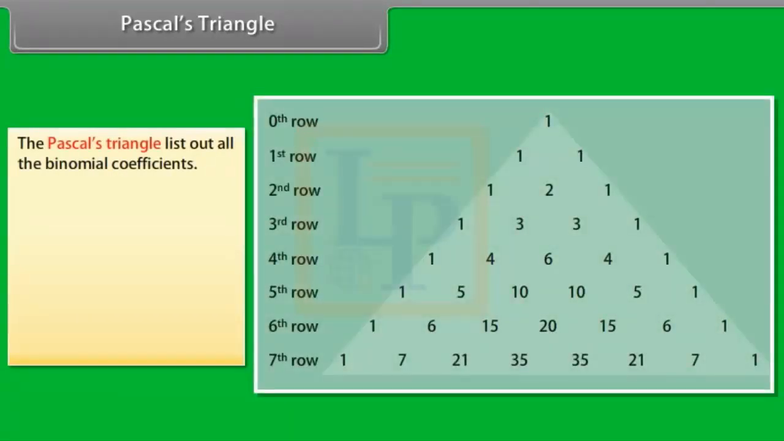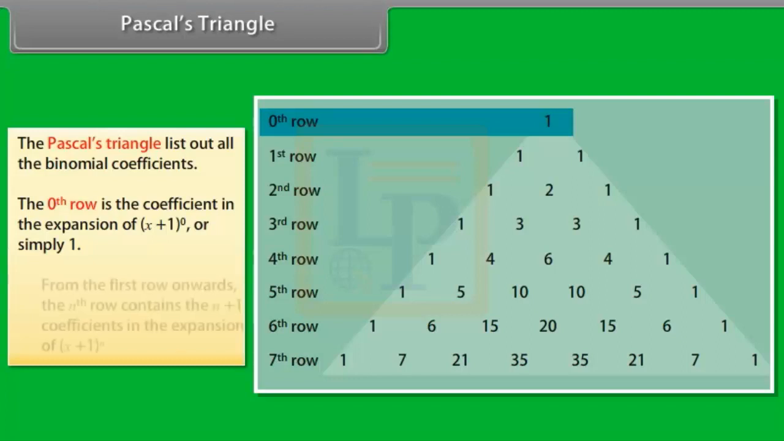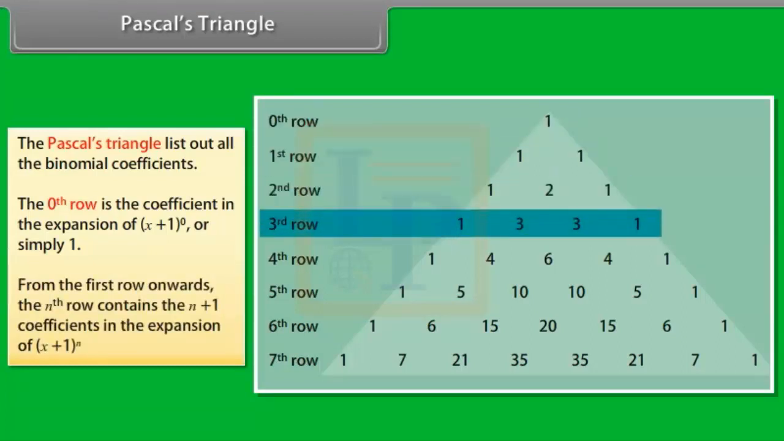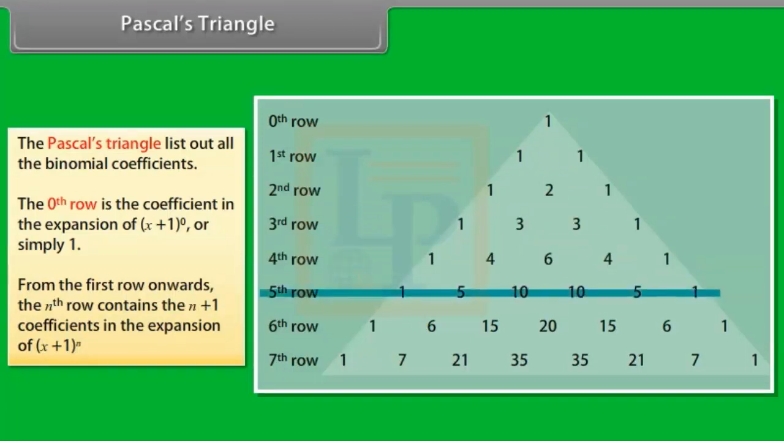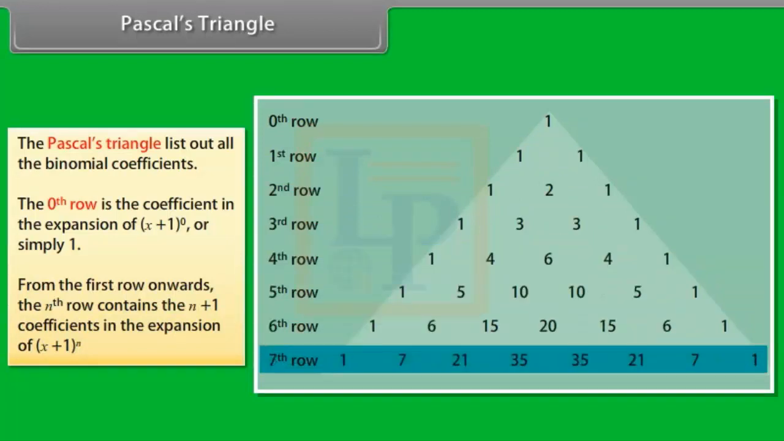Pascal's triangle. Pascal's triangle lists out all the binomial coefficients as shown in the figure given below. The zeroth row is the coefficient in the expansion of (x + 1) raised to power 0, or simply 1. From the first row onwards, the nth row contains the n + 1 coefficients in the expansion of (x + 1)ⁿ.